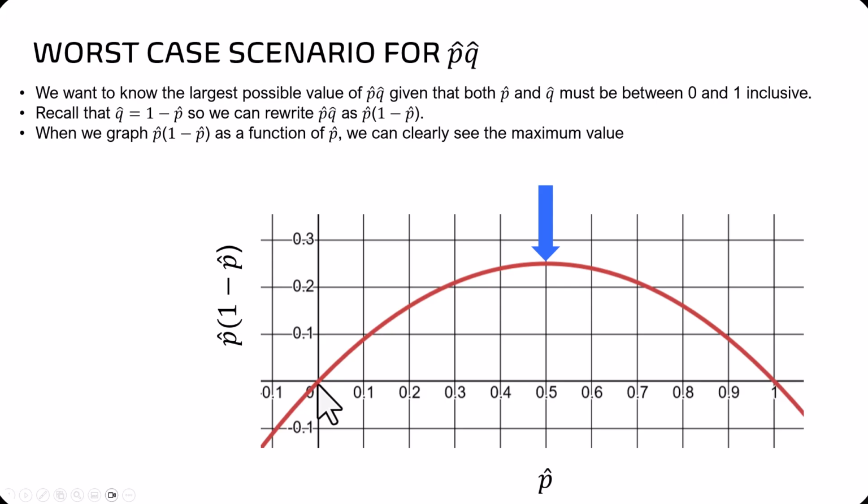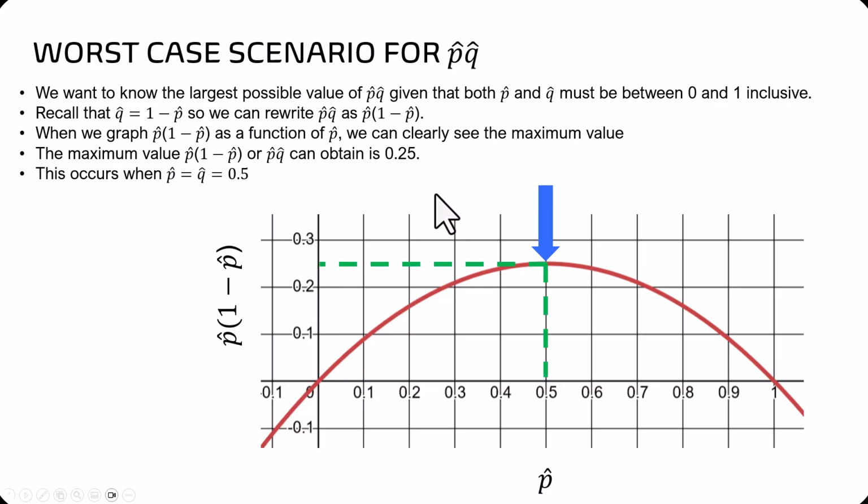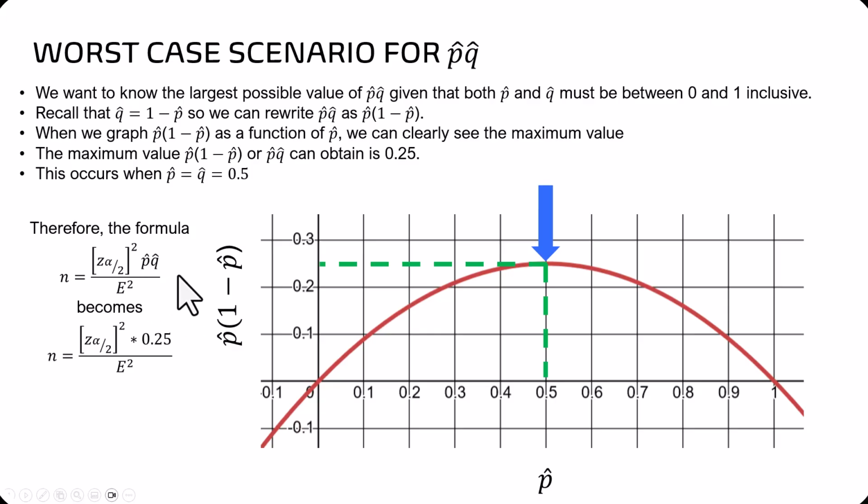And remember that p hat and q hat both have to be between 0 and 1 because they're both probabilities, right? So just looking at this red curve here, it's pretty obvious that this point right here, where the arrow is pointing to, is the maximum value. And you can see that the maximum value of p hat times 1 minus p hat is halfway between 0.2 and 0.3, so exactly 0.25. And that happens when both p hat and q hat are equal to 0.5. And if you don't believe me, you can type in 0.5 times 0.5 in your calculator. You will get 0.25. Okay, so what we can do with this formula is we can replace p hat q hat with 0.25 if we don't have any sample proportion from a previous study.